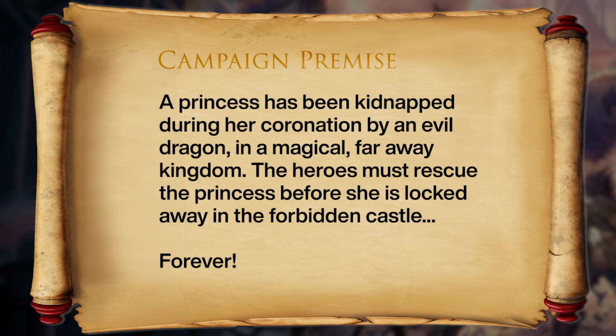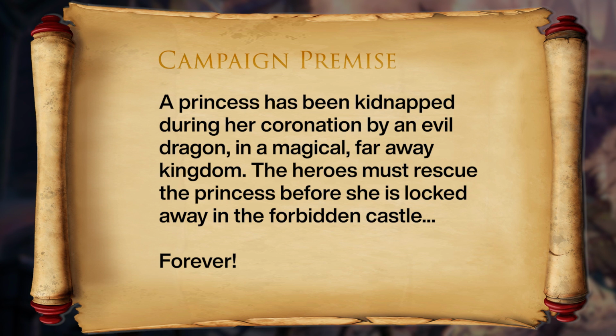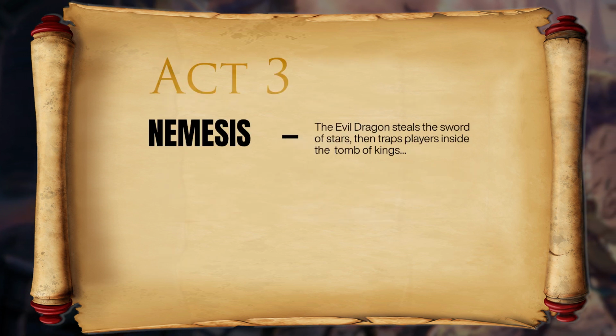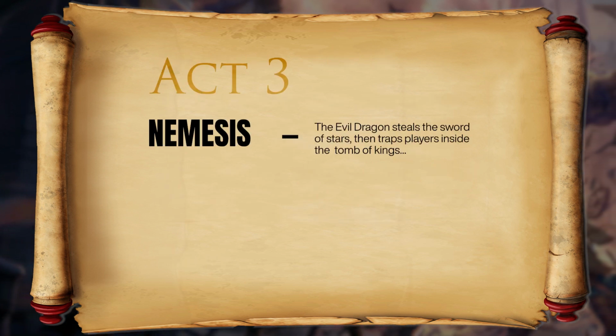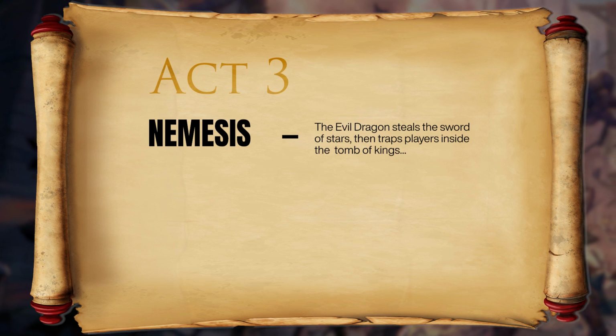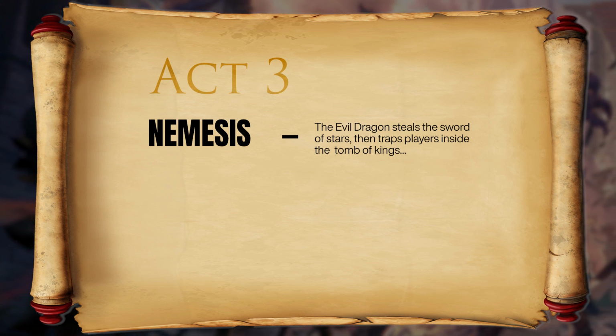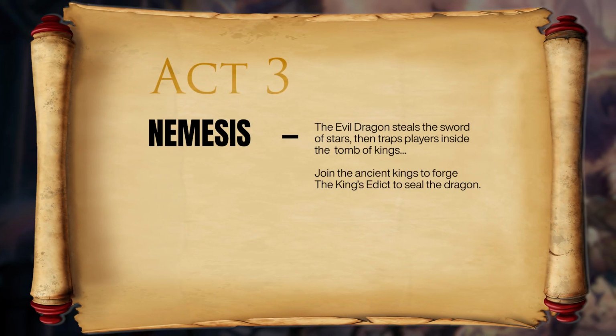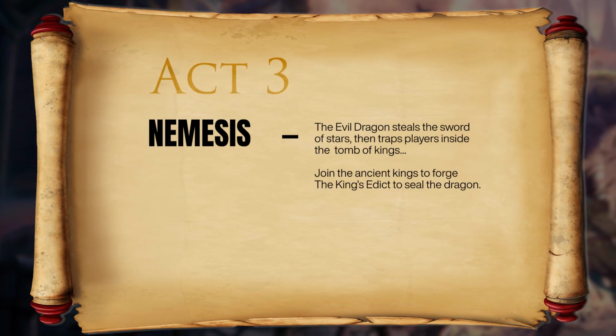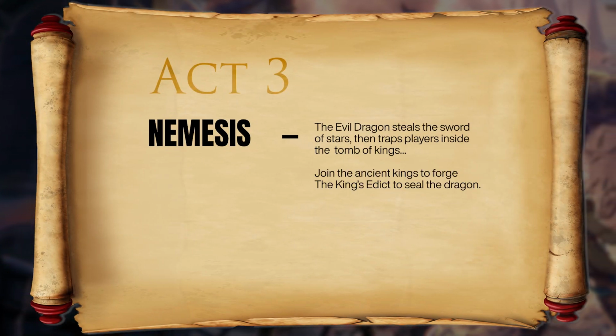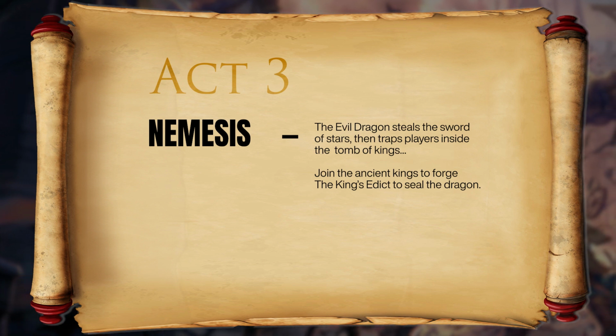players? In our campaign example, the Nemesis Milestone could look something like this. The evil dragon steals the Sword of Stars, which it reveals to be a fragment of its own soul, then traps the players inside the Tomb of Kings. Now, whatever this milestone is, your players are going to have to overcome the all-is-lost moment. In our case, it can be something like this. Players must join the Ancient Kings to forge the King's Edict, a powerful spell that can be used to seal away the vile dragon once and for all.